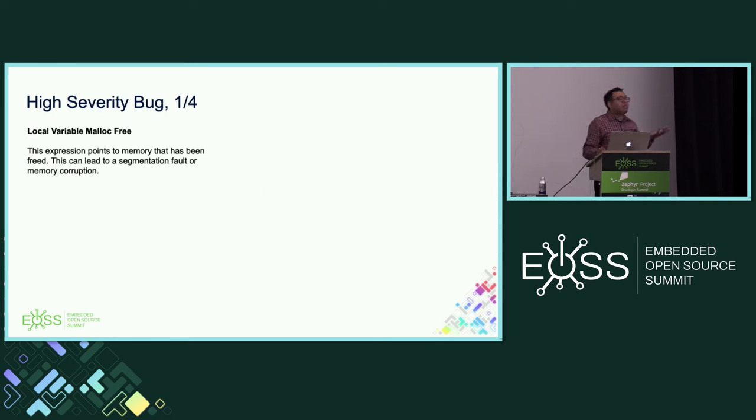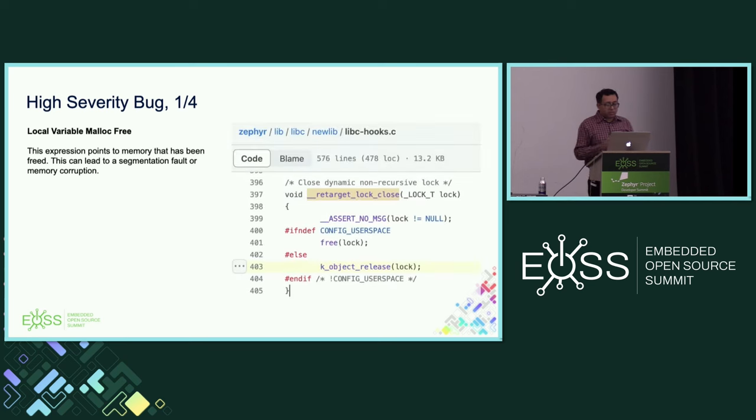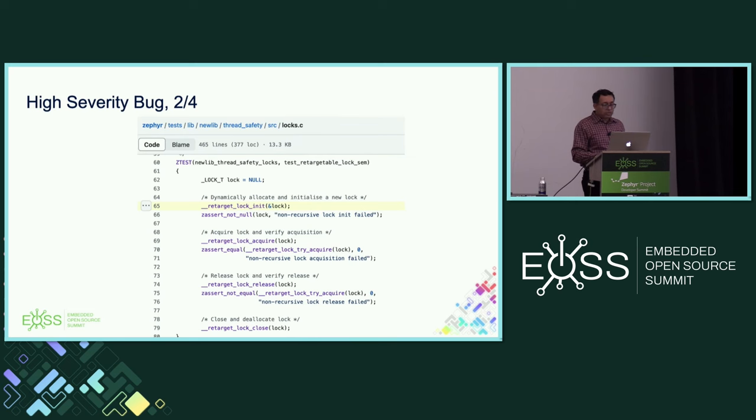So here's an example of a high severity bug that was identified as a false positive. And this is what gives you an idea of where the tools fail as well. This was identified by Semgrep under the rule local variable malloc free. So this expression points to memory that has been freed. This can lead to a segmentation fault or memory corruption. In line 403, it's flagging that. But this is just a free alternative, a library that is used to free stuff, in the retarget lock close function.